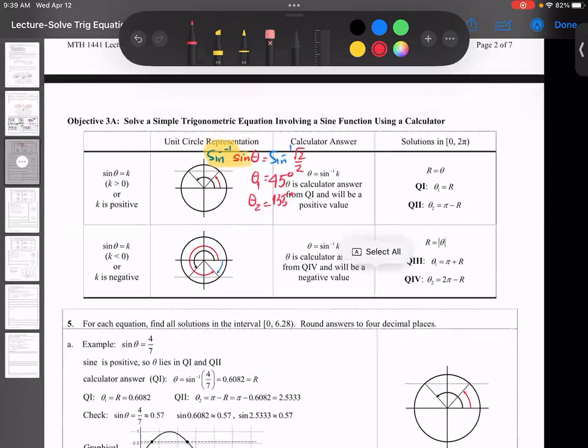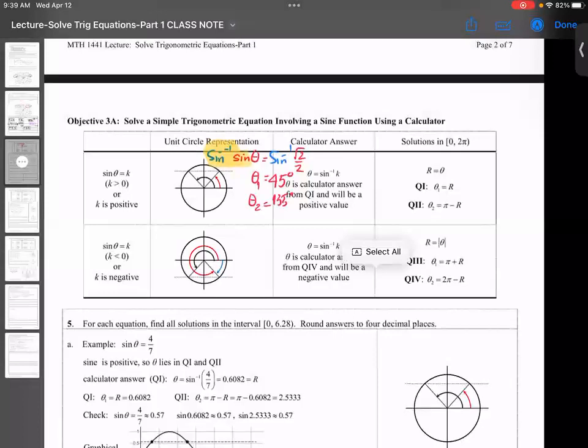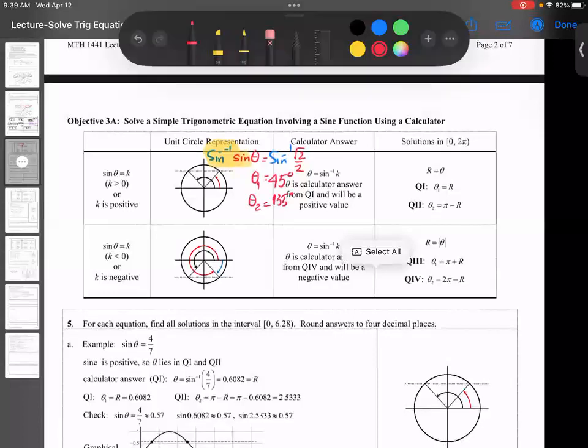But let me explain it to you, okay? So you have it. Maybe you like it. I never do. When you let sine theta equal k, and k is positive, in this case root 2 over 2 is positive. That's your k, right? Then when you put sine inverse of k in your calculator, the theta is a calculator answer from quadrant 1. It will be positive, right? Which is what you have, 45 degrees, right? The other one, you have to come up with yourself.